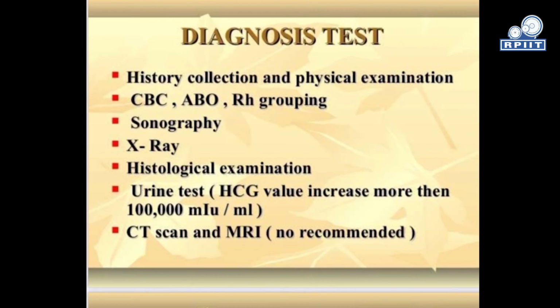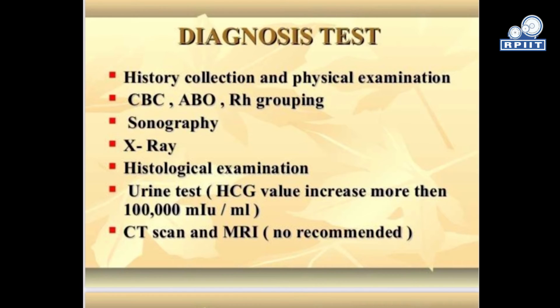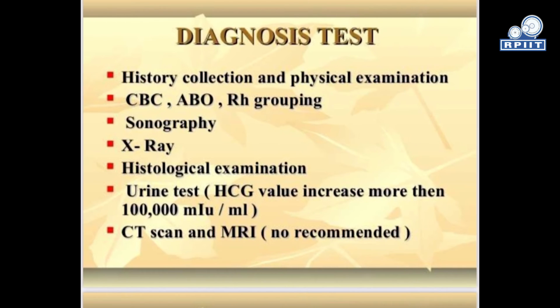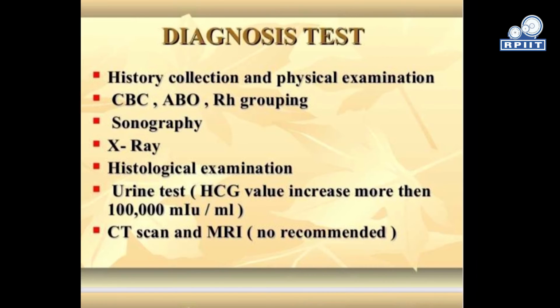Next is diagnostic tests: history collection and physical examination, CBC (complete blood count), ABO and Rh grouping, sonography, X-ray, and histological examination. We collect the history about the mother's past. Urine test for HCG value increases to more than 1 lakh milliunits. CT scan and MRI are not recommended.